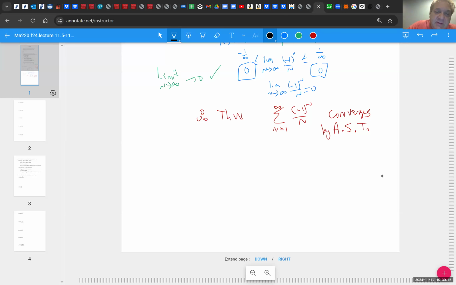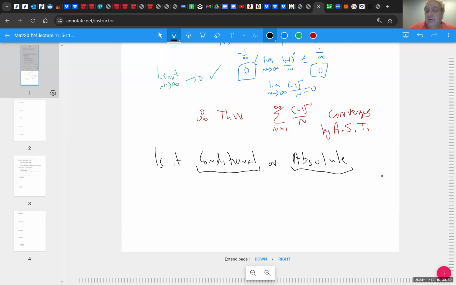Okay, back. Is it conditional or absolute? So these are the types of converging alternating series. An alternating series that converges can do so conditionally or absolutely. And all we have to do is, we don't have to find the limit, we have to look at the series of (-1)^n over n.